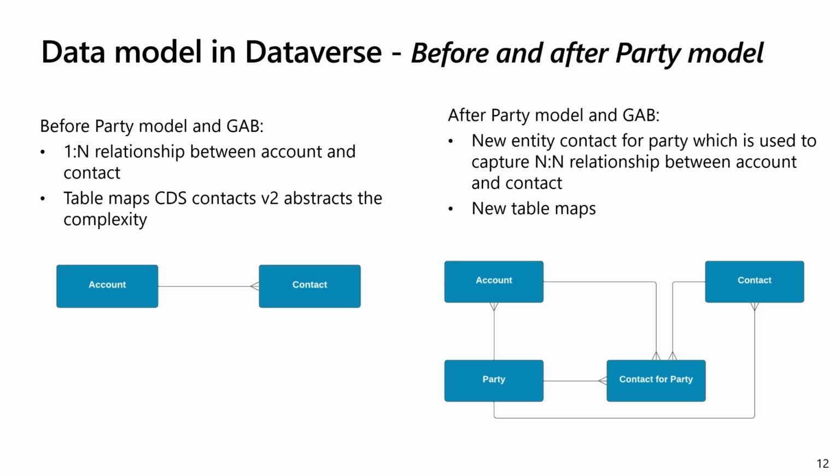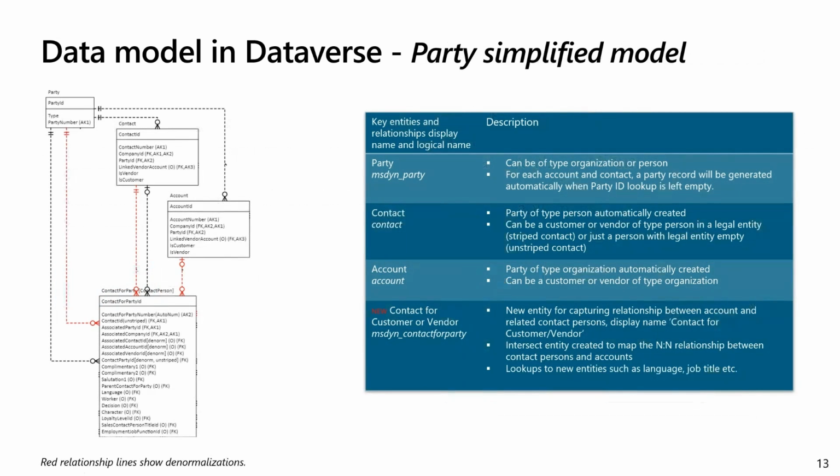As part of the party model and global address book solution, we are introducing explicit properties for classification and allowing for this many-to-many relationship between a contact that is a person and an organization, account, or vendor entity. To achieve this, we are introducing the two new entities shown here, party and contact for party. At the contact for party level, we will be capturing the details of the association between a contact and an organization. When looking at the simplified data model, we can see a zero to many relationship between party and contact, party and account, and also at the center we are seeing the contact for party holding associations between these three entities.